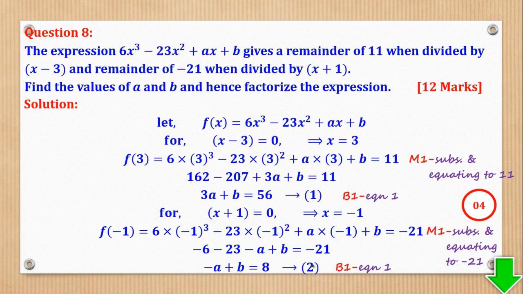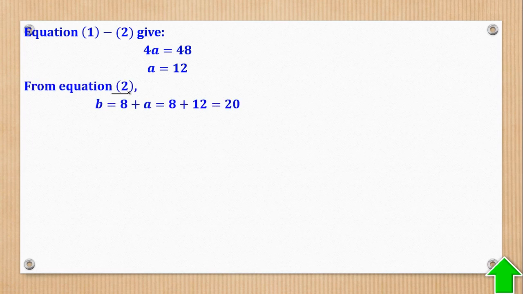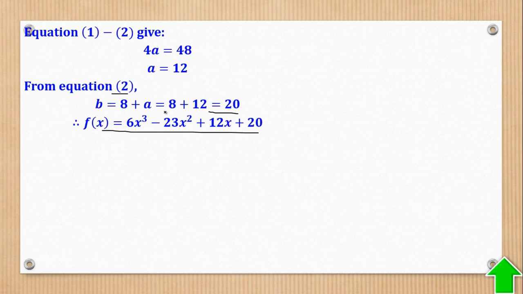Now we are going to solve the two equations simultaneously. Equation 1 minus equation 2 gives 4a equal to 48. And when I divide 48 by 4, I come up with a as 12. After getting a, from equation 2, substitute for a and get the value of b, which is 20. Therefore, our f(x) is this. Where there was a, we put 12, and where there was b, we put 20 to get our f(x).